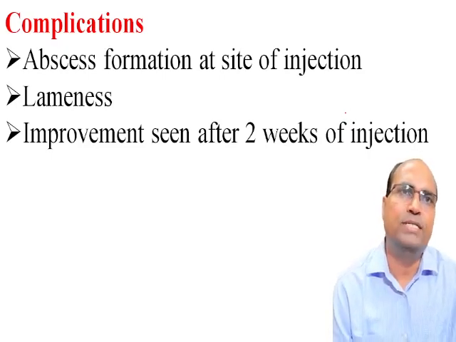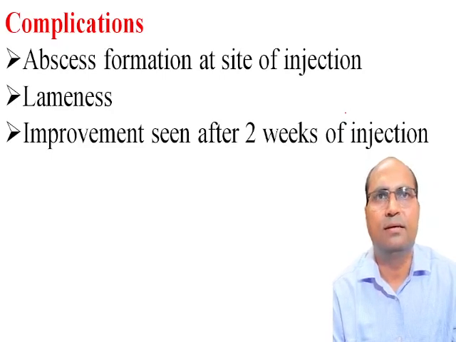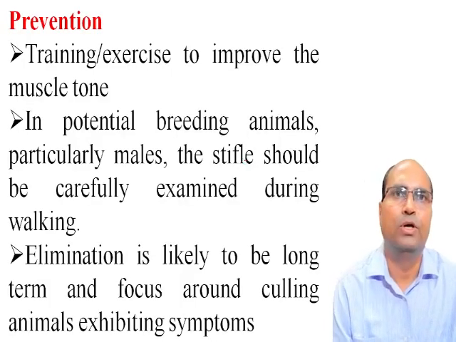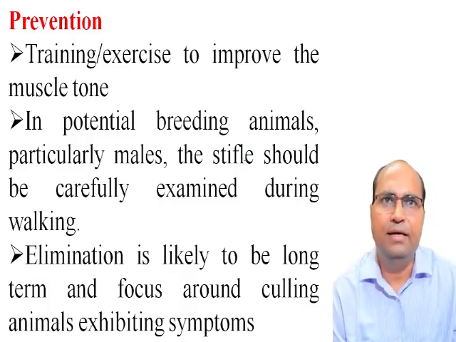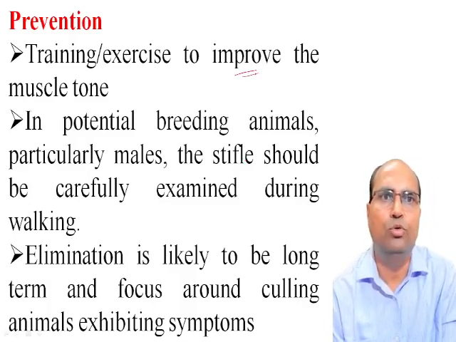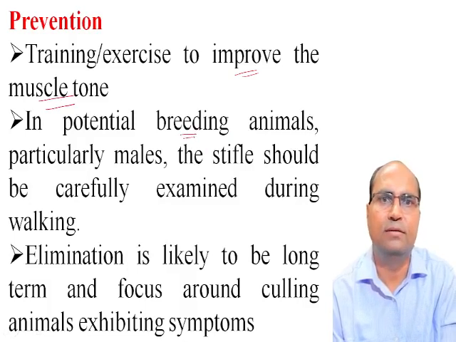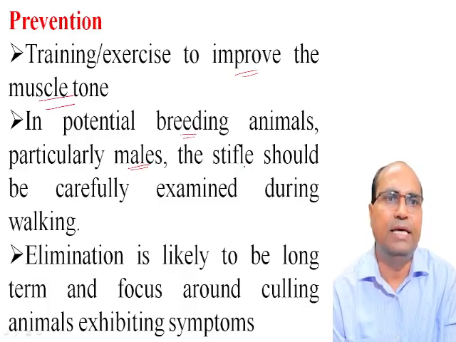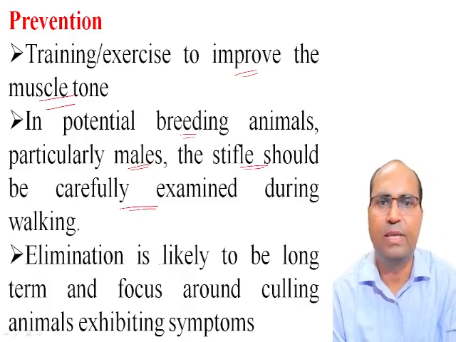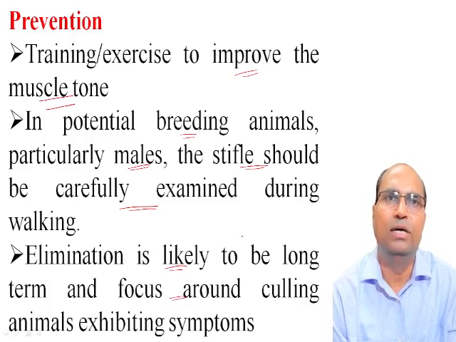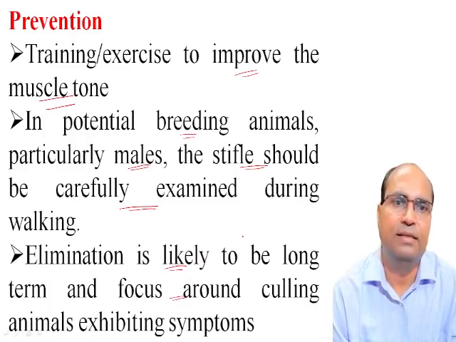Complications: abscess formation at the site of the injection. There may be lameness. The improvement is seen after 2 weeks of the treatment. Prevention: training or exercise to improve the muscle tone. In potential breeding animals, particularly male animals, the stifle joint should be carefully examined during walking. Elimination is likely to be long term and focused around culling animals exhibiting the symptoms.